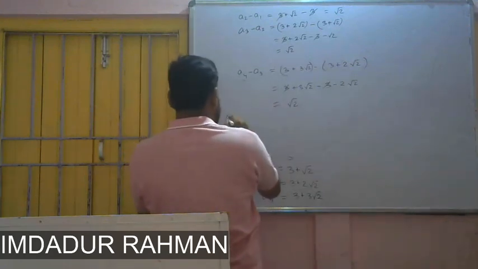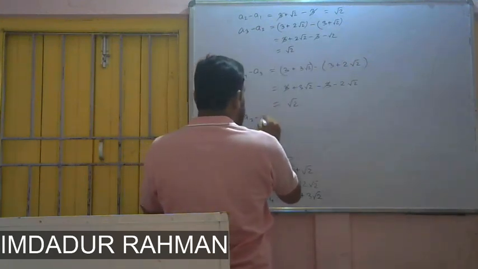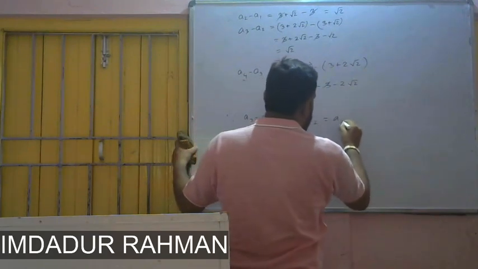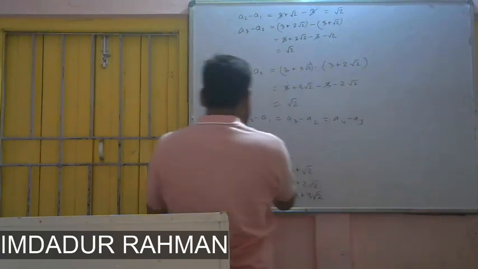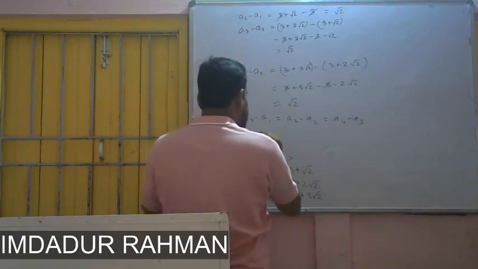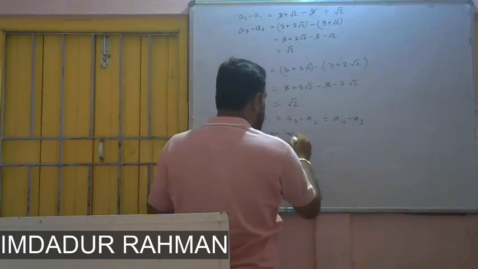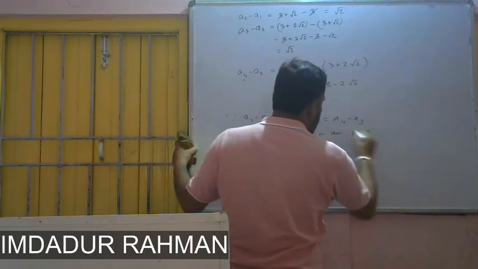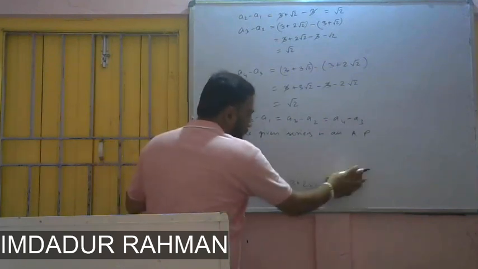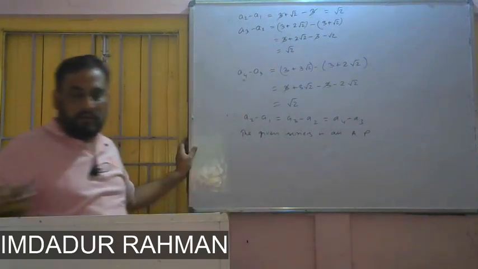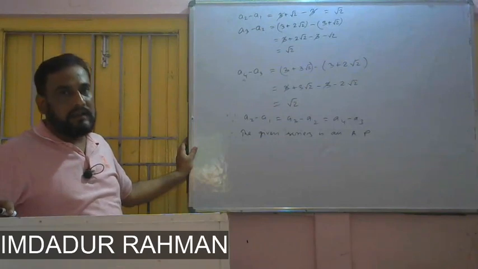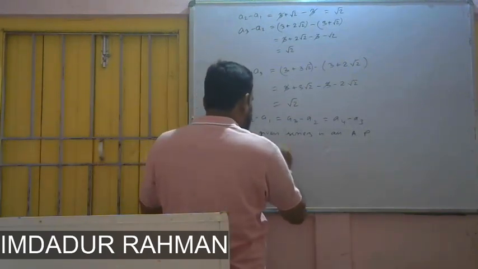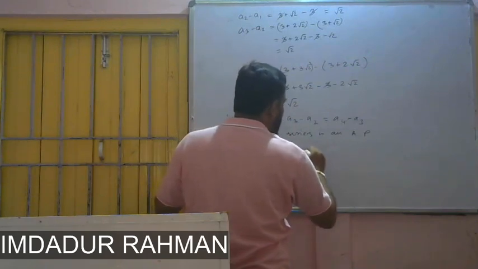So since A2 minus A1 is equal to A3 minus A2 is equal to A4 minus A3, therefore the given series is an AP. If it is an AP, then we have to find out the rest 3 terms, and before that we will write the common difference is root 2.